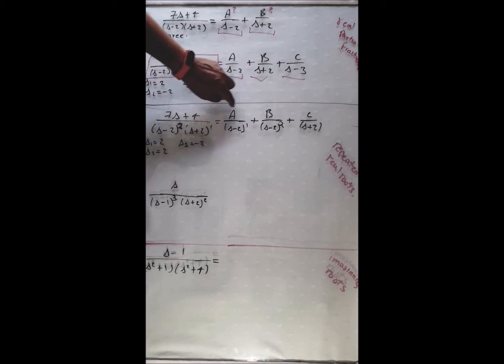This is the rule. And again, the denominator is third degree, power 3. You have 3 roots, 2 of them are repeated, and you will have 3 partial fractions. So that is a rule. The number of roots is equal to the number of partial fractions, and it's going to be the number of constants here.